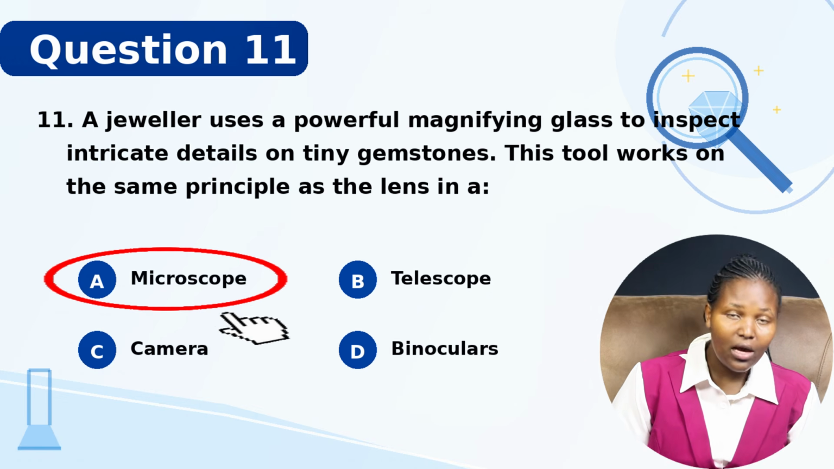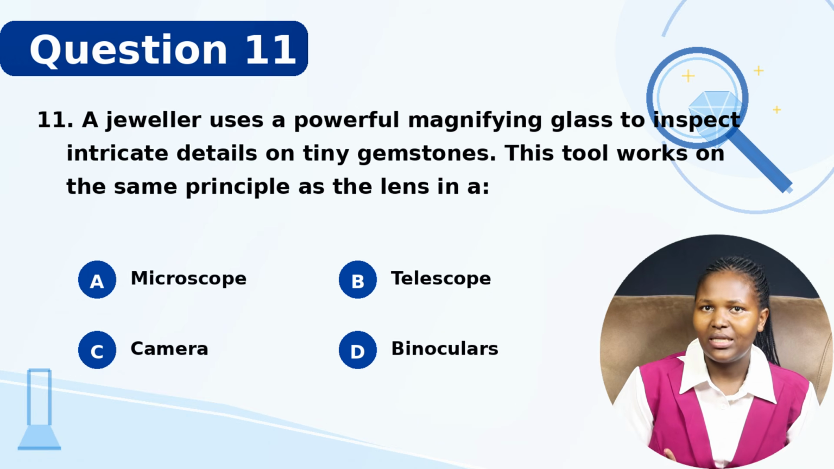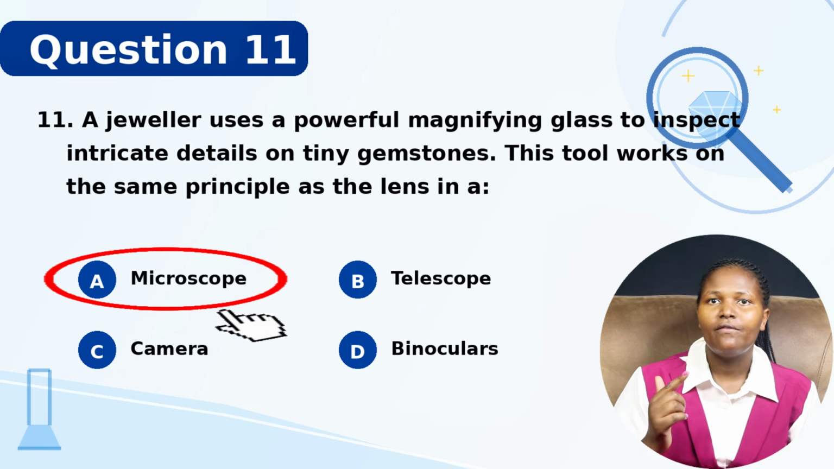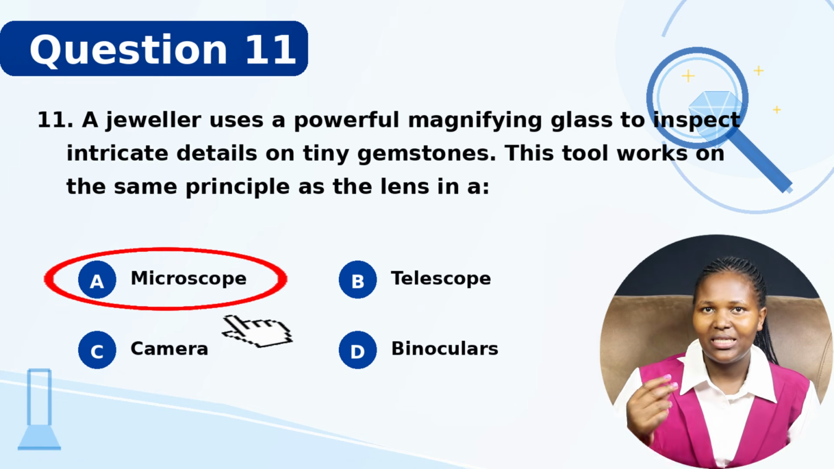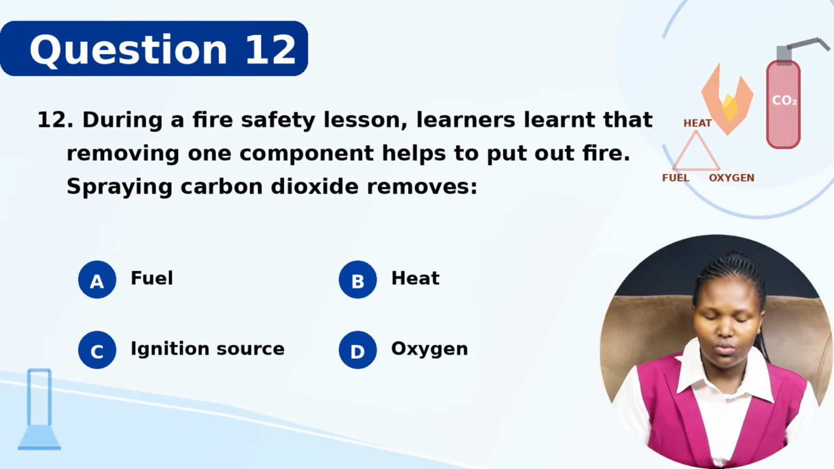And for the other options, a telescope and binoculars view distant objects, you see? And cameras mainly form images for recording. So telescope and binoculars cannot be correct because those are used to help view an object when it is in the distance. And a camera will help you to record images or maybe videos. Then let us go to question number 12.